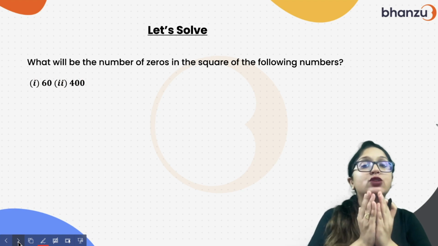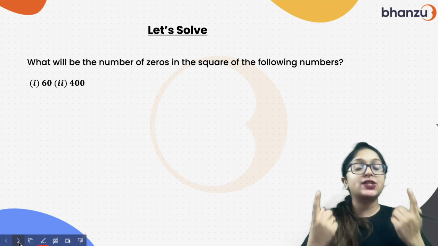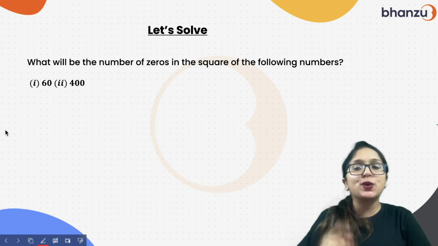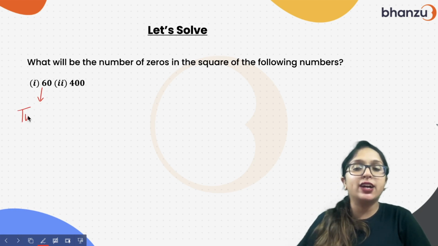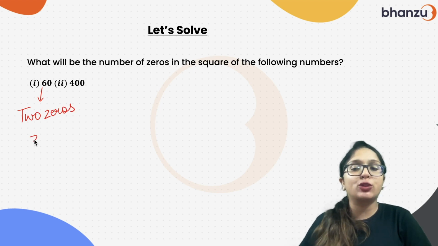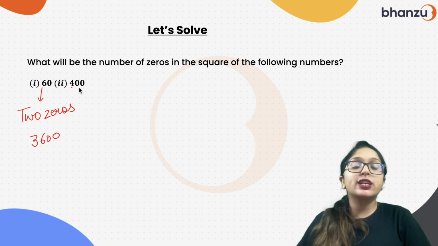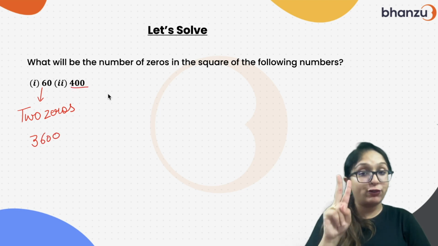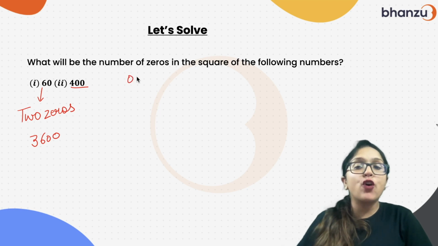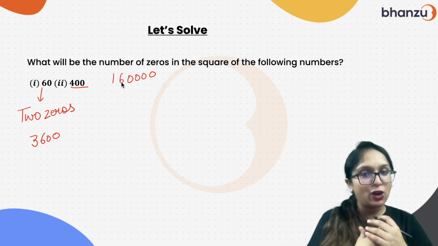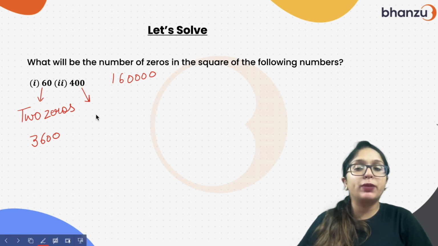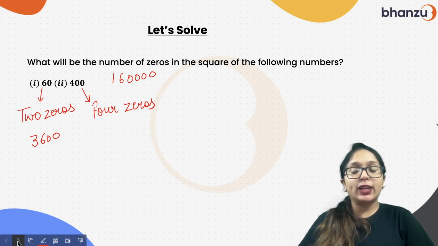What will be the number of zeros in the square of the following numbers? Now 60 has 1 zero, so its square will have 2 zeros, right? So we can write here 2 zeros, and its square is going to be 3600. Now the square of 400, we can see that here we have 2 zeros, so the square will have 4 zeros, okay, and its square is actually going to be 16 with 4 zeros, so that means 1,60,000, right? So here the answer is going to be 4 zeros, right? Now we will quickly go ahead with the next question.